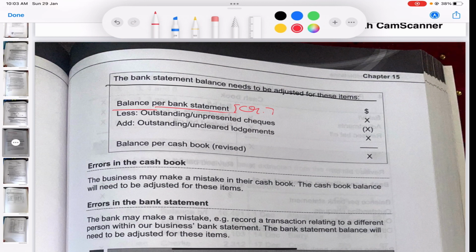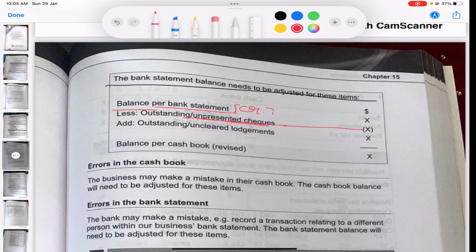Again, unpresented checks. What is unpresented checks? I have given someone the check, they haven't presented it in the bank, but in my cash book I have shown that I have subtracted the money. So the bank should do the same, right? If I have subtracted the money, the bank missed doing this. It has to do that too, right? So for outstanding or unpresented checks, the bank has to subtract as well.